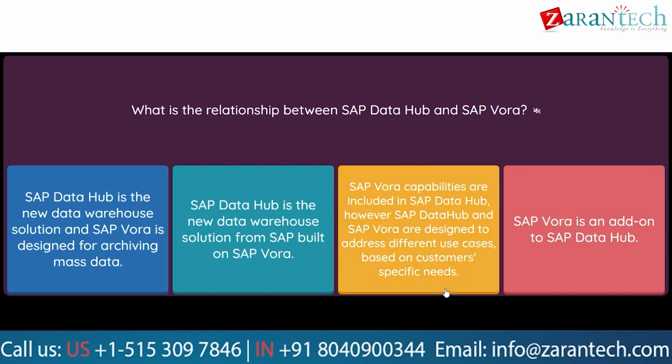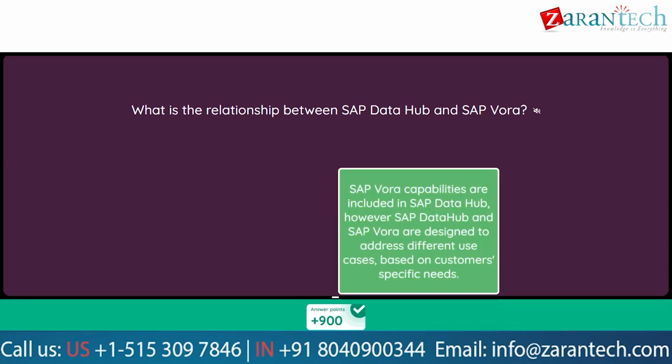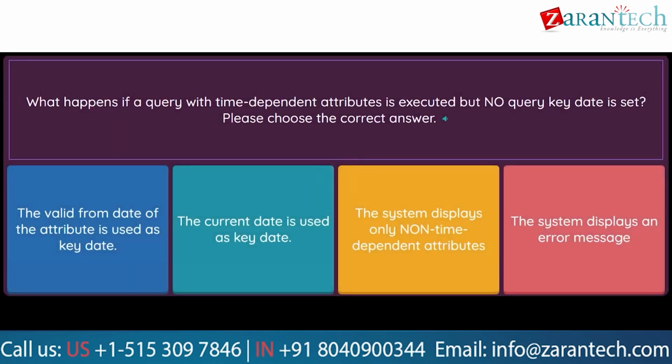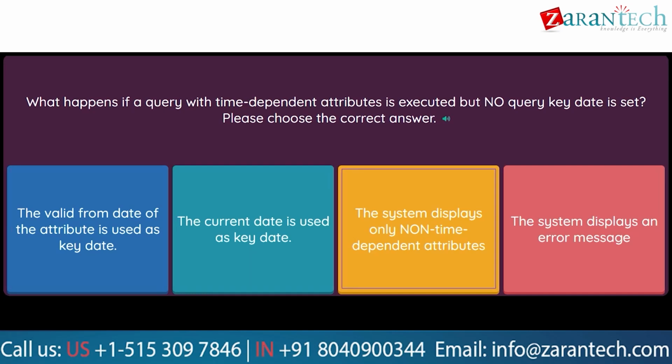Question: what happens if a query with time-dependent attributes is executed but no query key date is set? Please choose the correct answer. Option 1, the valid from date of the attribute is used as key date. Option 2, the current date is used as key date. Option 3, the system displays only non-time dependent attributes. Option 4, the system displays an error message.